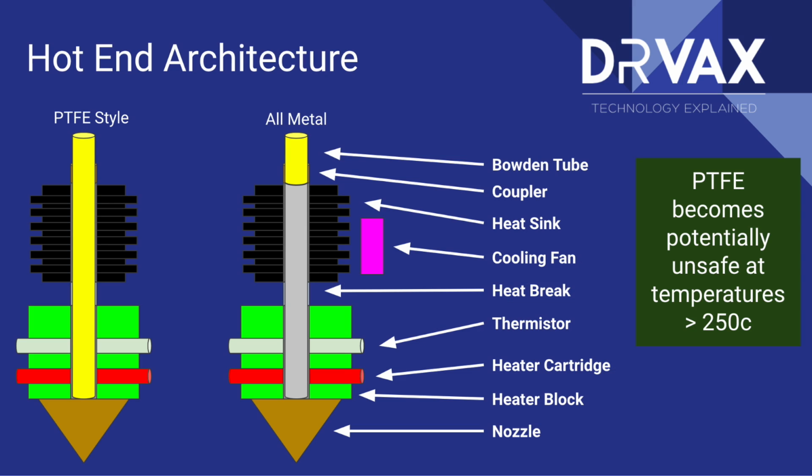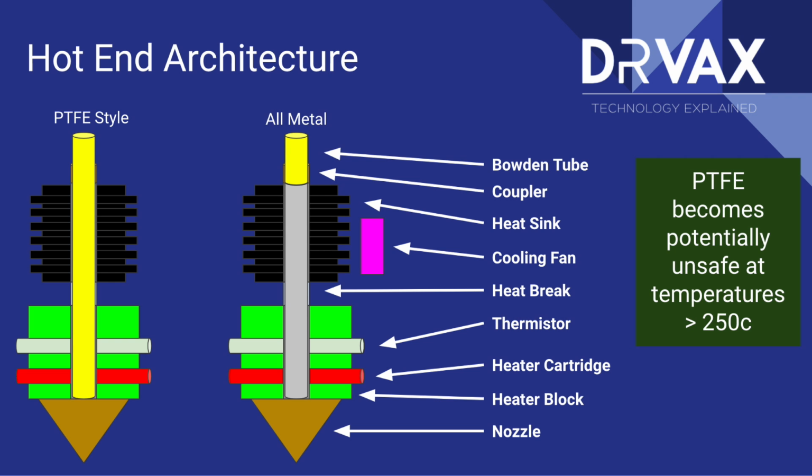Next, hot ends are not all the same. This is another difference between that $1,000 Prusa and all the other printers that I currently own. And that is, on the left-hand side, you'll see a PTFE style hot end. That's where the Bowden tube, or PTFE, which is the chemical name for Teflon, a Teflon lined or composite material, is pressed all the way down through the cooling area, which is the black fans, into the hot area.